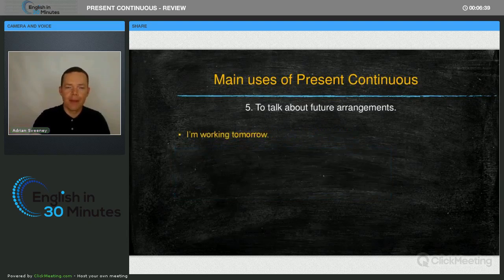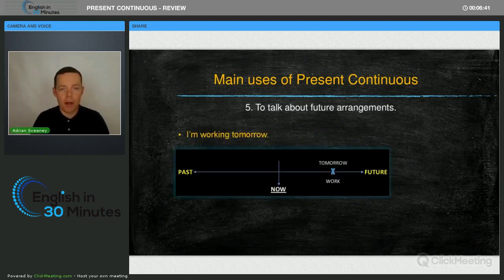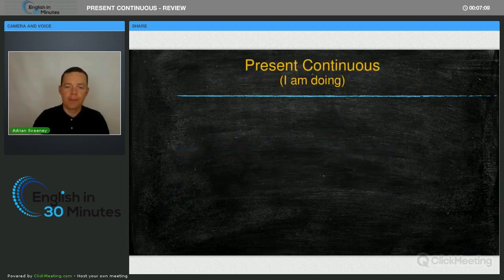All right? Another one, I'm working tomorrow. Again, this has been organized. I have talked about it with my boss. It's been arranged. It's been organized. And number 3, I'm going to the cinema next Thursday. Again, I'm going with my friends. So probably we have talked about this. We know the day, we know the time, and I may even have bought a ticket. It's all been organized and arranged.